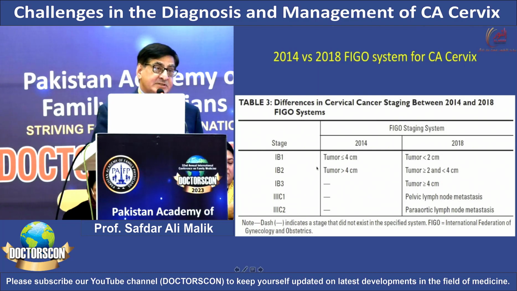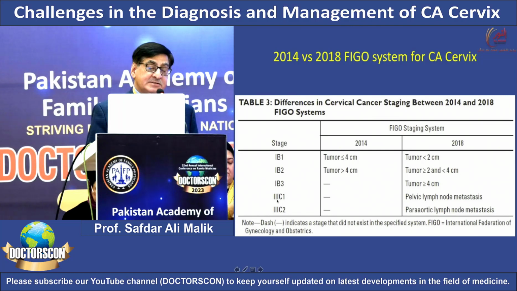And this is a change which has been made from 2018 onwards. Before 2018, the tumor size more than 4 centimeter was limited to B1, B2. And now, if it is more than 4 centimeter, that is 1B3.